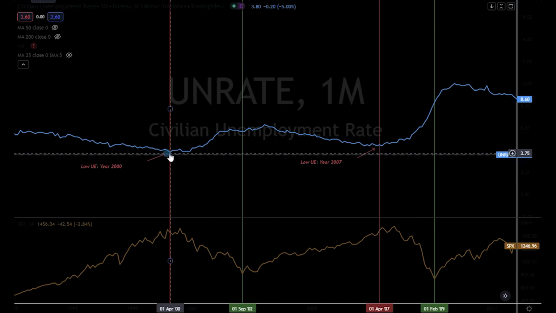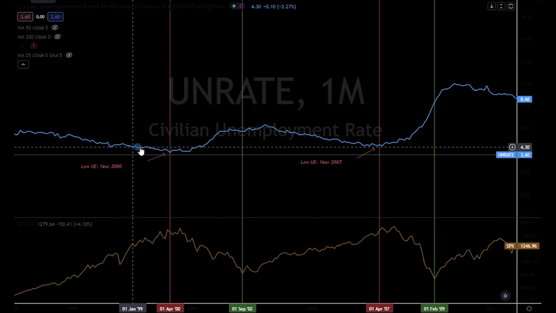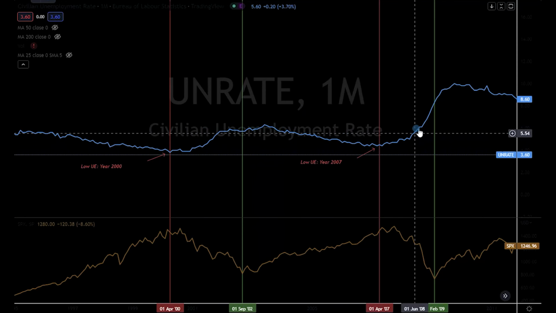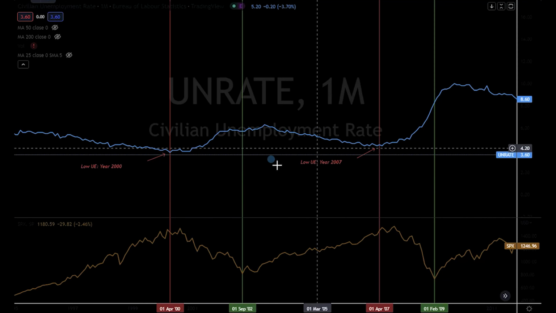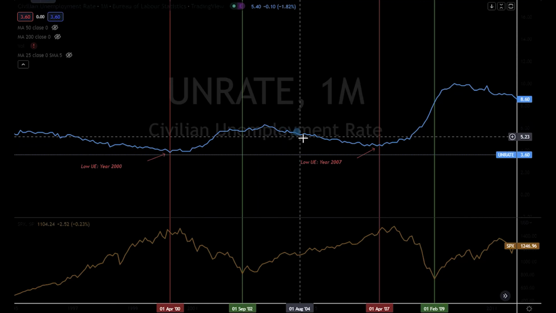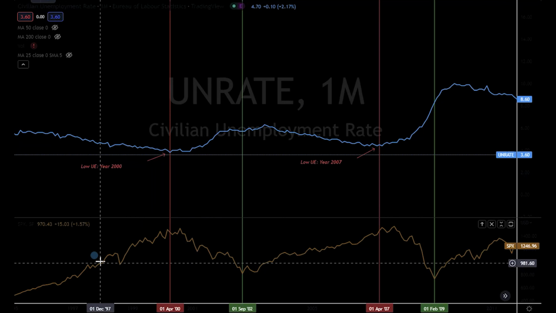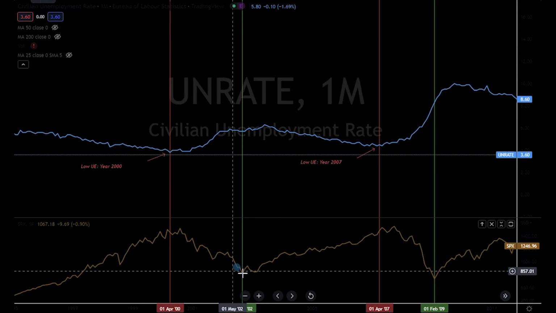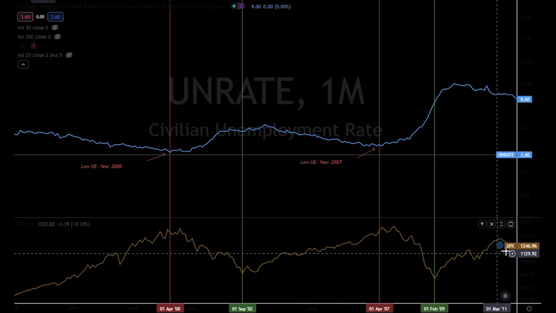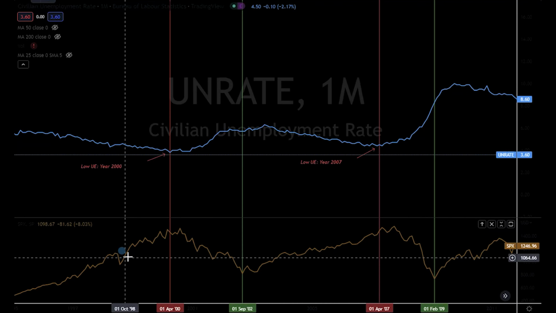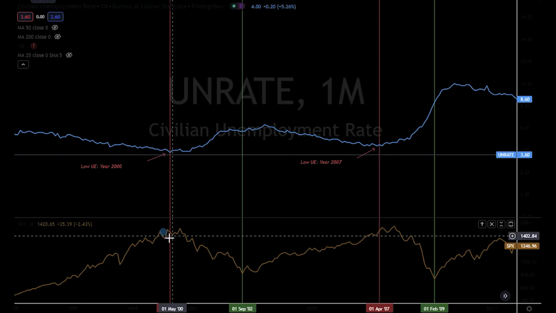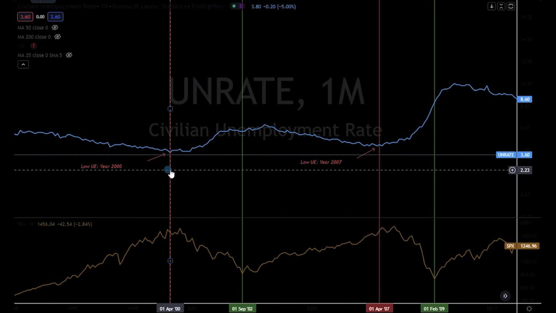So if we look at 2000, this blue line up here represents the unemployment rate. And this is a monthly chart, so it's a very long-term, slow-moving trend. That's what we have to realize. Unemployment is a slow, lagging trend to follow, but it is very important because it does provide many insights. And at the bottom here, this orange line is the S&P 500 or the SPX. So it's been tracking a lot of data over the last 22 years.